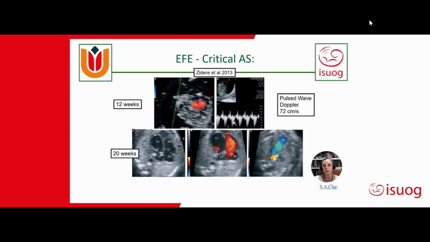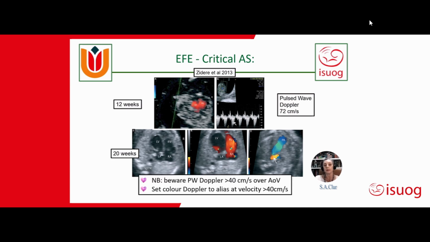But when one is looking at a very small fetus, it is important to set our settings for the aliasing of the color flow with a velocity greater than 40 centimeters per second across the aortic valve. In this case, at 12 weeks, a pulse Doppler velocity of 72 centimeters per second was recorded. And at 20 weeks, this baby had already developed critical aortic stenosis, which could easily have been missed if only color Doppler was used and the settings were not correct.